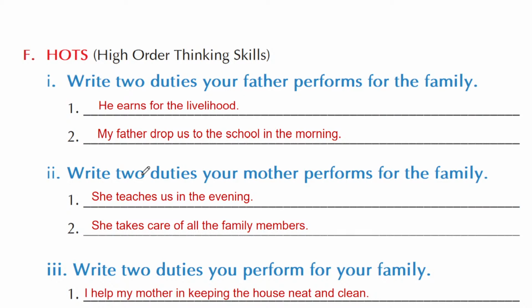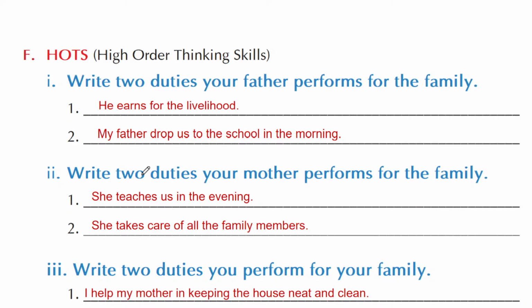Now in question number F, you have to write down 2 duties your father performs for the family. I have written he earns for the livelihood. So he earns money for the livelihood. The first duty he performs. The second duty my father performs is my father drops us to the school in the morning.